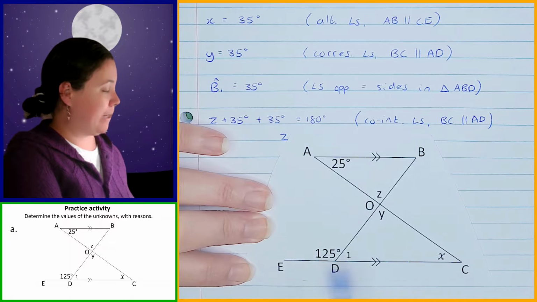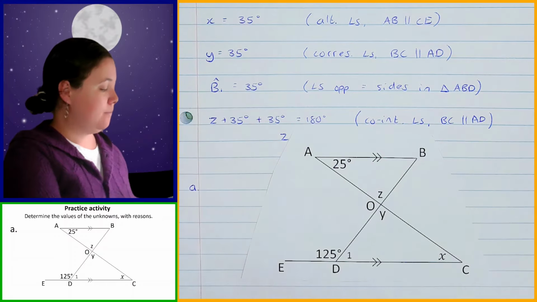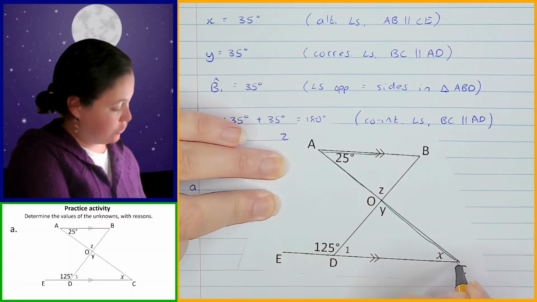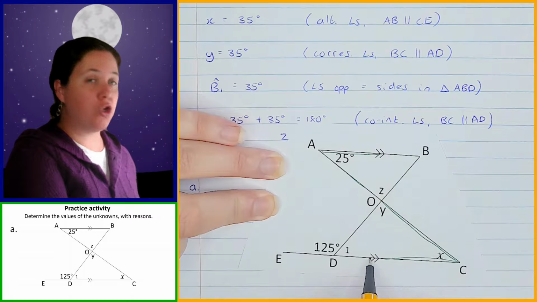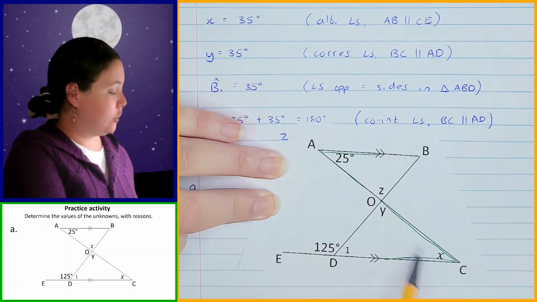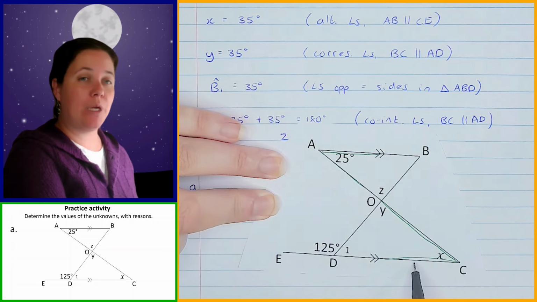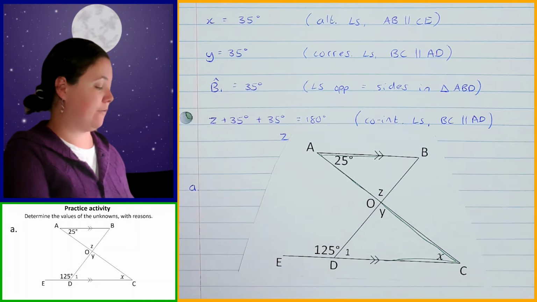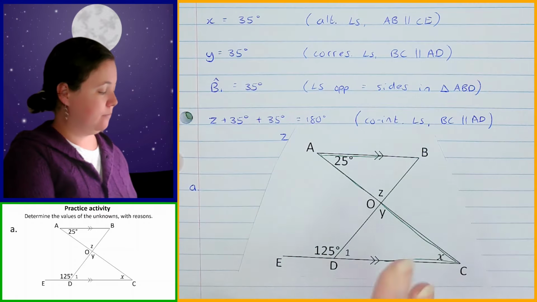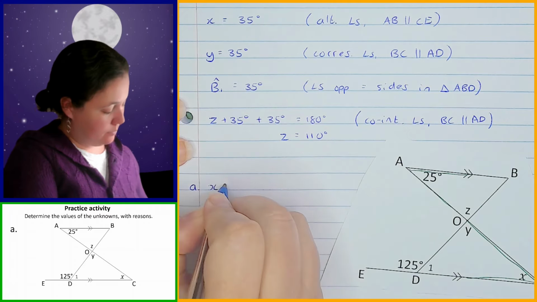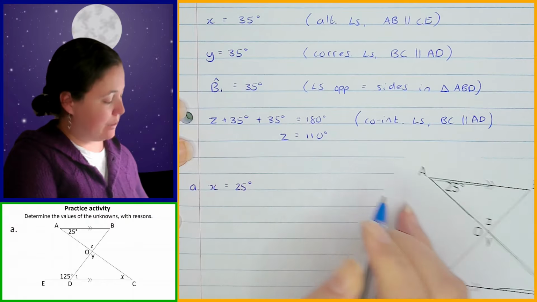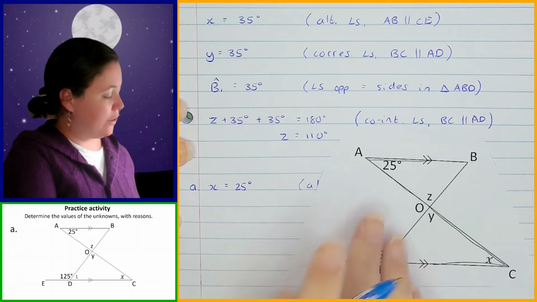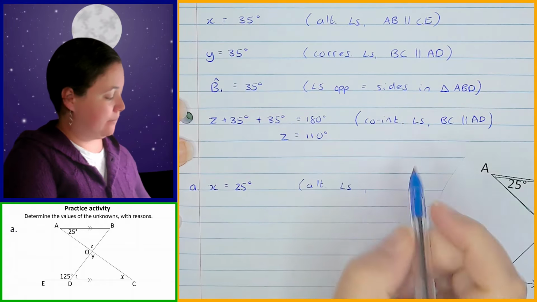Because these lines are parallel, if you look over here, this forms that Z or N sort of shape, which means that these are alternate angles. They are on opposite sides of the transversal, and they're both between the parallel lines. So they're alternate, which means that they are equal. So x is equal to 25 degrees. And the reason I can say that is because they are alternate angles with AB parallel to CE.